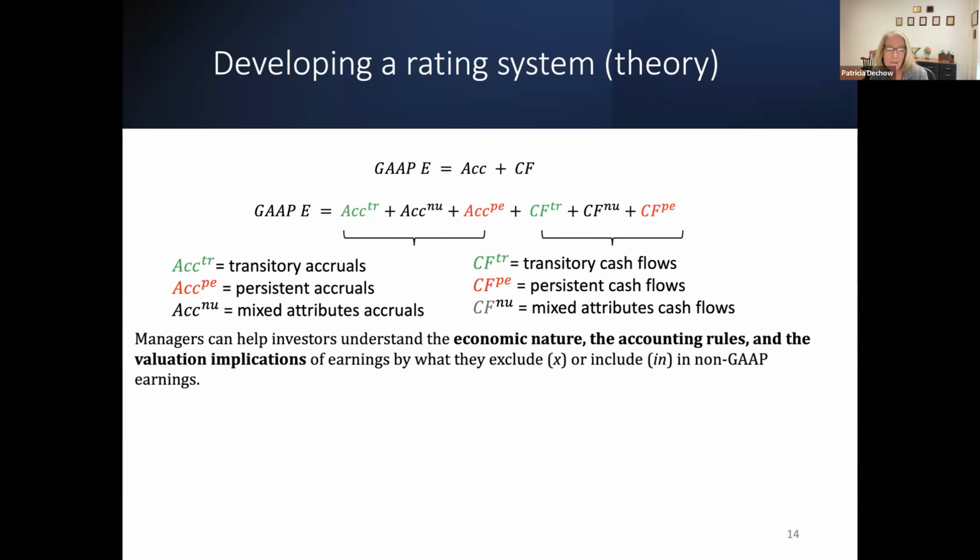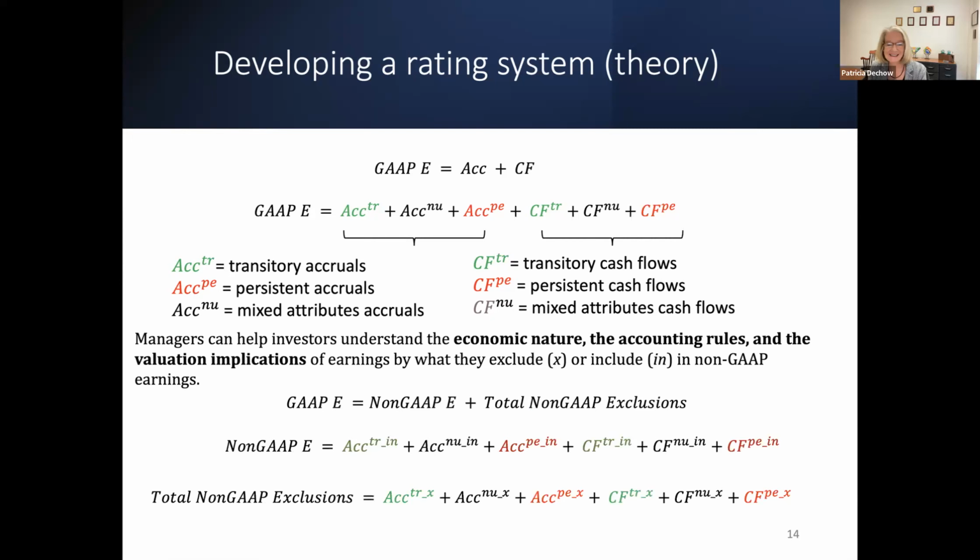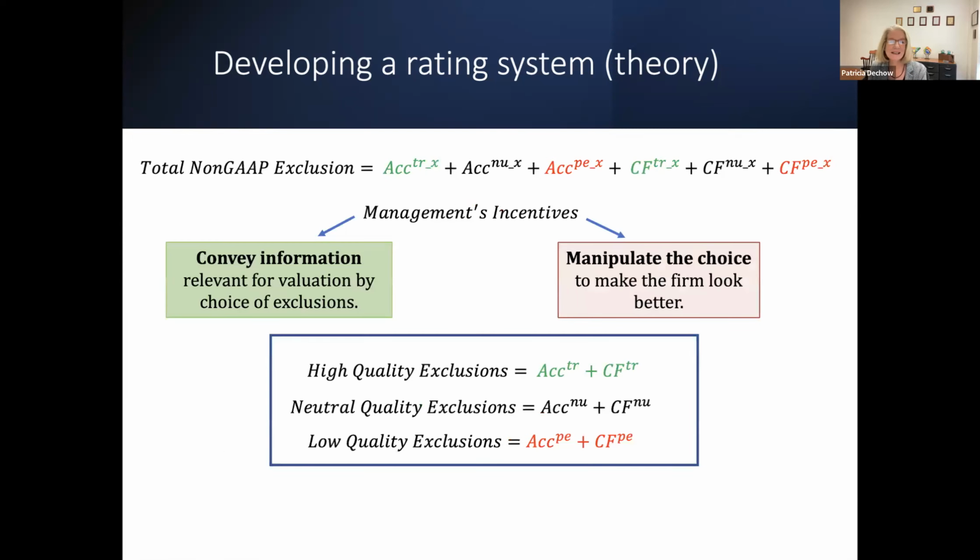And then from there, if managers want to help investors understand the economic nature, the accounting rules and the valuation implications, then what we feel like they would want to do was choose to include persistent items and exclude transitory items. So then we break down GAAP earnings into non-GAAP earnings and total non-GAAP exclusions, and we do this other breakdown, and then we say, well, if managers have information, they've got these dual incentives to convey information that's relevant for valuation, but they've also got this incentive to perhaps manipulate the choice to make the firm look better.